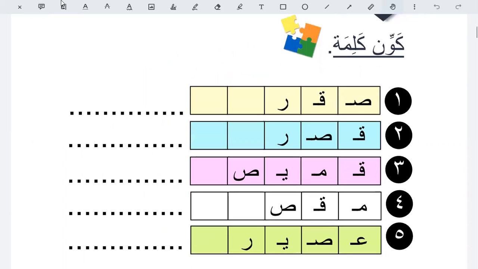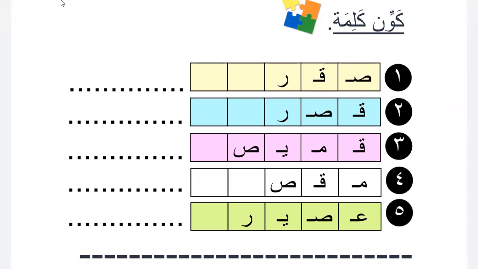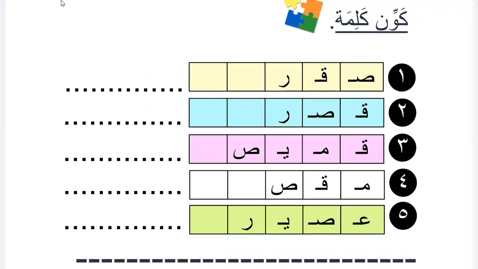Make the word. Latifa. Sakar. Sakar means falcon. Qasr means palace. Qasr means palace, okay. Kameez, shirt. Okay. Miqas. Scissor. Miqas means scissor. Asir. Asir means juice. Juice.